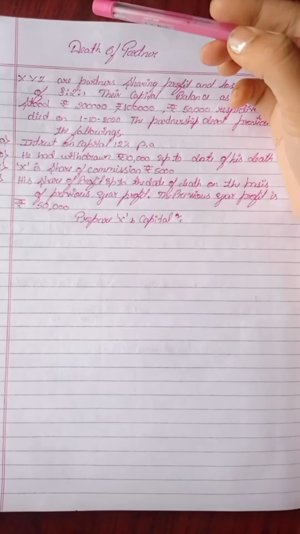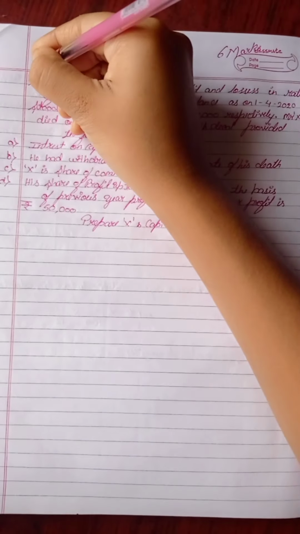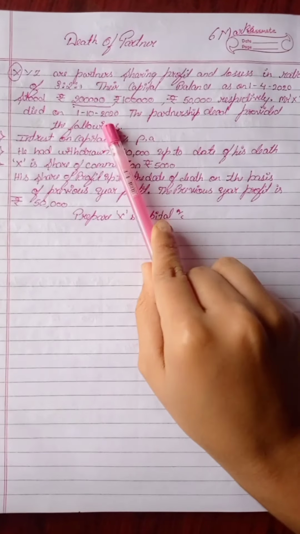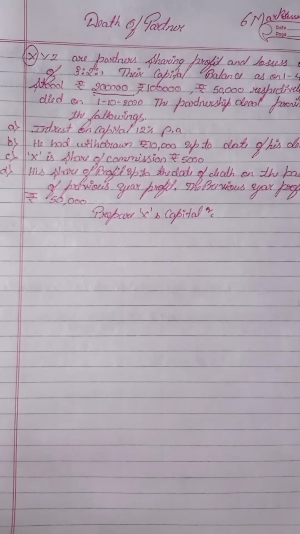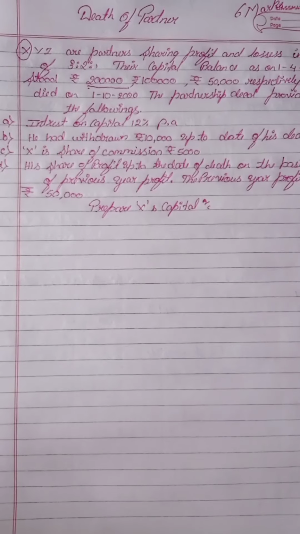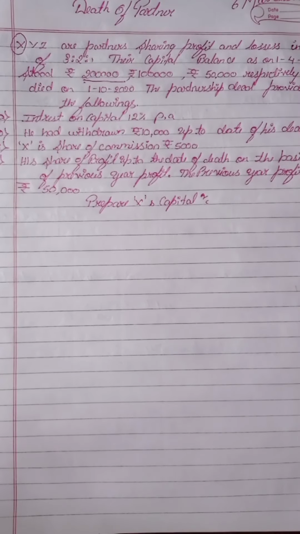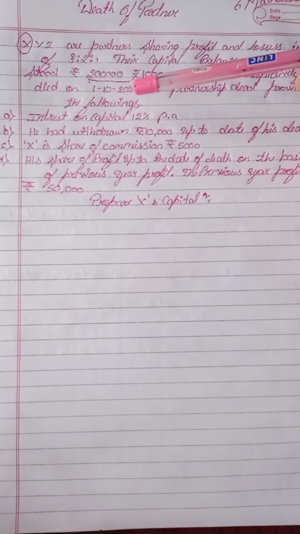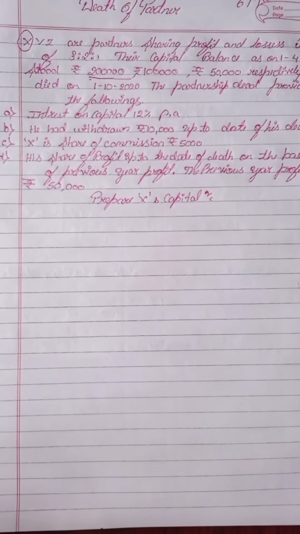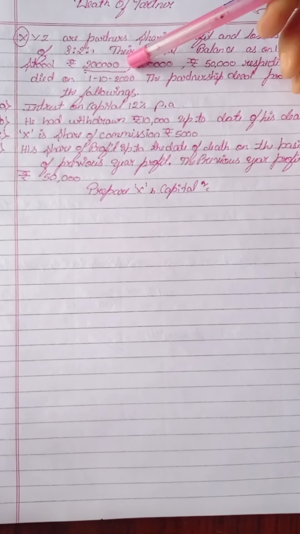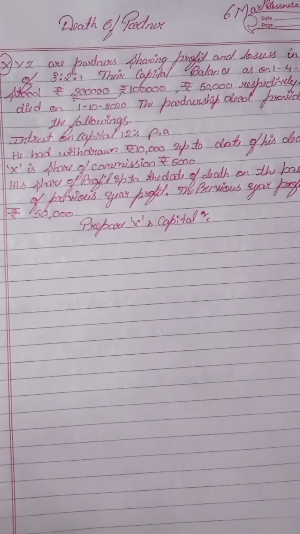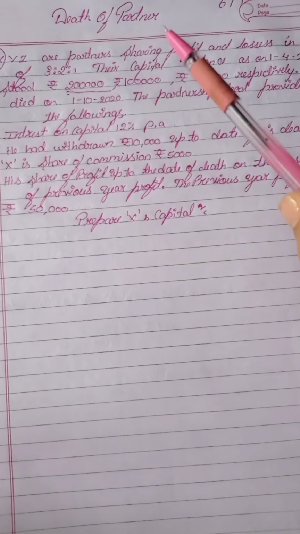Here Mr. X has died, so let us mark him for our understanding, and his capital is 2 lakh. He has died on 1/10/2020. After his death, the partnership deed decided to give him his share of profit, commission, salary, etc. by doing some adjustments. The first adjustment is interest on capital at 12% PA, which means we have to add 12% on his capital, which is 2 lakh. The second adjustment is that he had withdrawn 10,000 up to the date of his death, so we have to minus this 10,000 from his account.